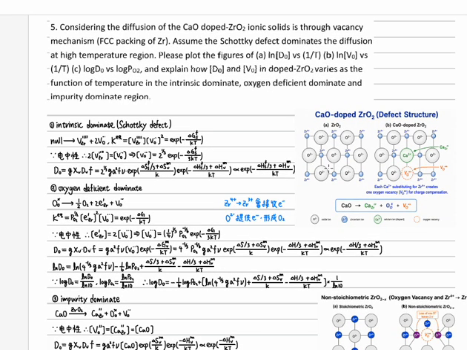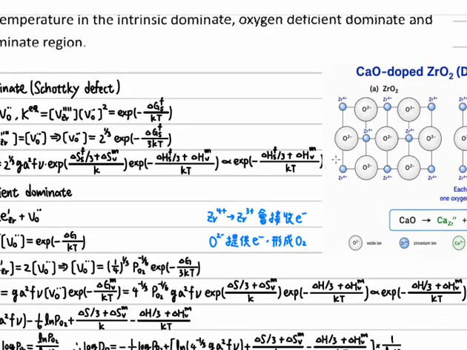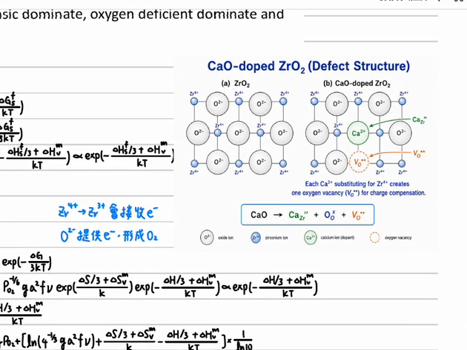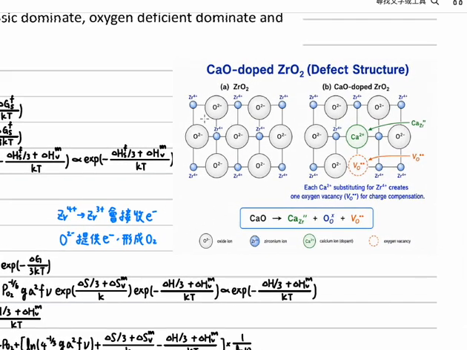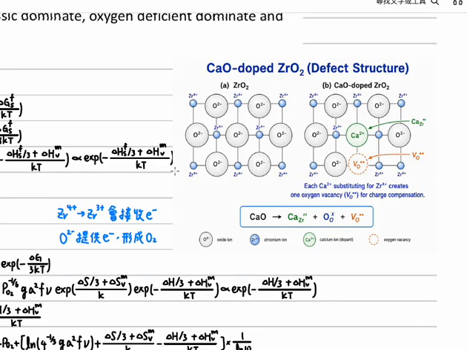So I use a cartoon to simplify ZrO2. We have a 4 positive and oxygen. So this is one pair, 4 negative, 4 positive. Each pair is neutral, this neutral, neutral, neutral. It turns out it makes sense.